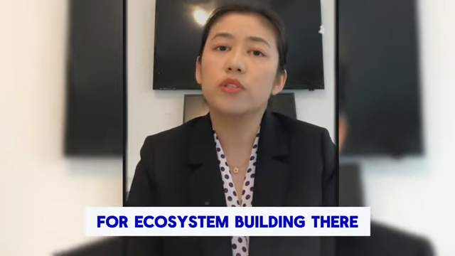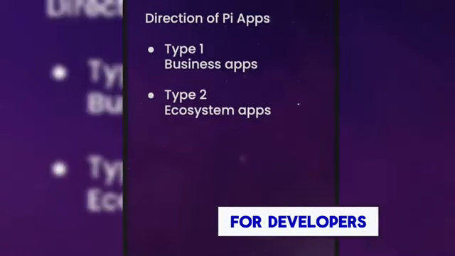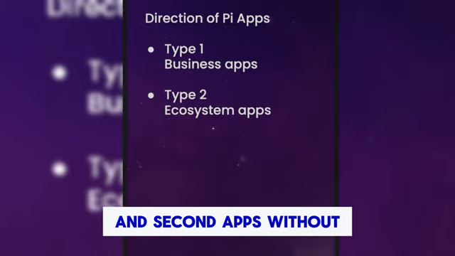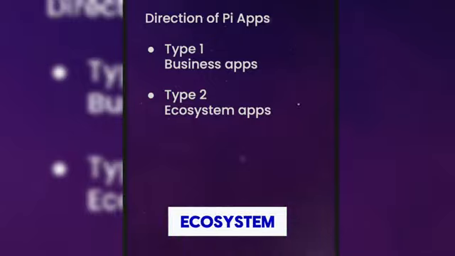For ecosystem building, there are two types of apps. First, apps with economic incentives or a business model for developers. And second, apps without a business model but essential to the infrastructure and completion of the ecosystem.